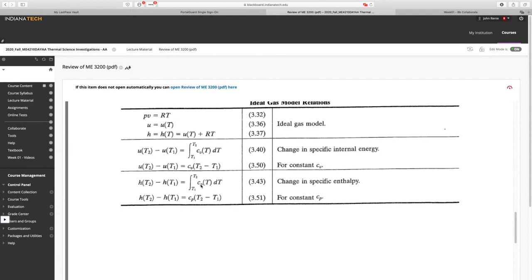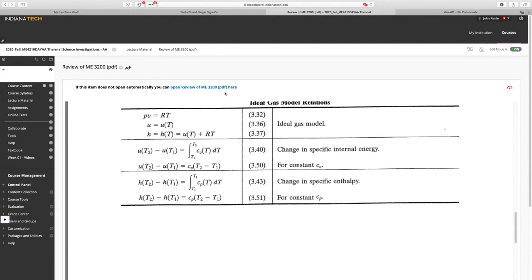Enthalpy, on the other hand, is a function of specific heat at constant pressure, which is a function of temperature. Again, the change in the enthalpy can be determined from an integration from temperature 1 to temperature 2. Again, if CP does not vary much, because the temperature doesn't change much, or CP is relatively constant, we can pull it out of the integral and have a similar expression where the change in enthalpy is simply the constant CP times the difference in temperature.